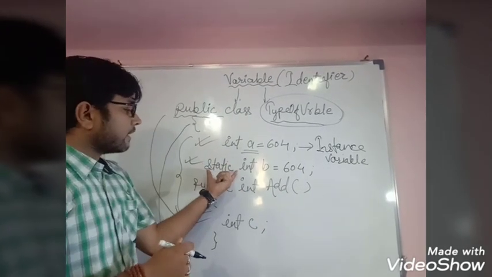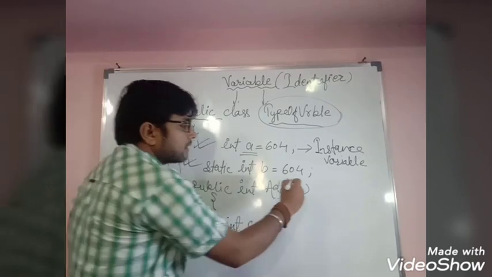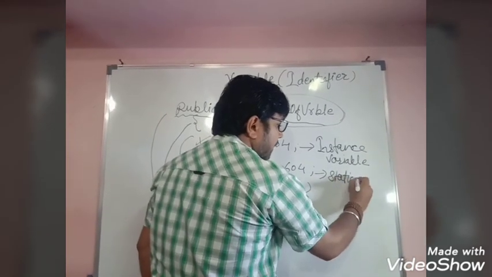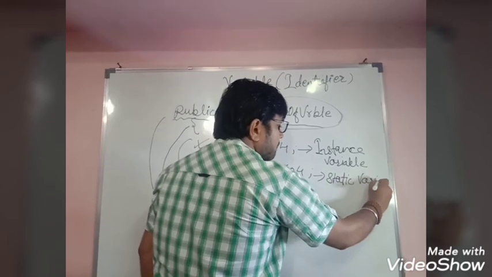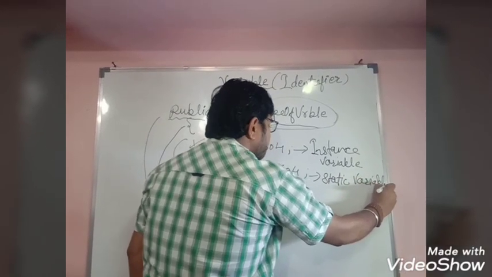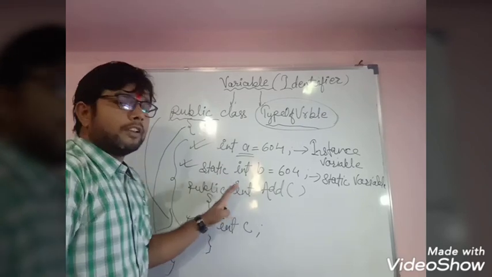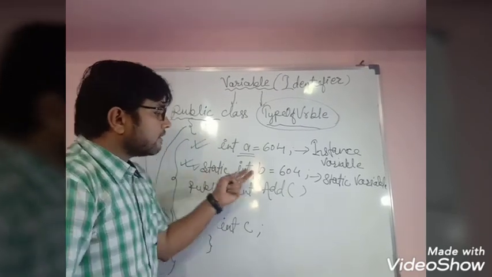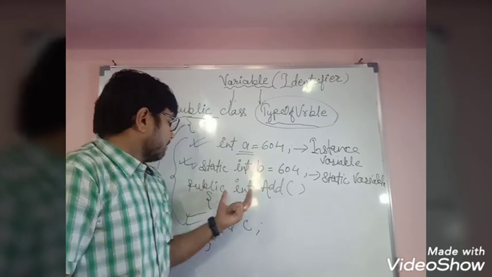When we come to the static variable, this is another type of variable. A static variable means a variable which is created only once. Only once can you use this variable.